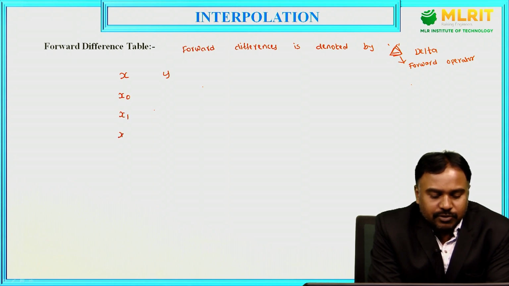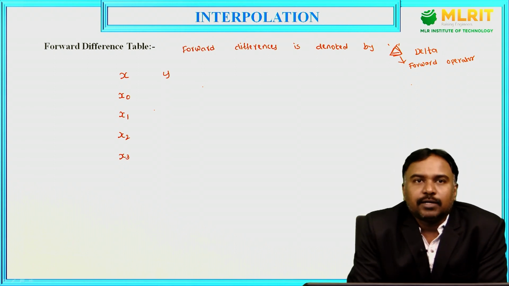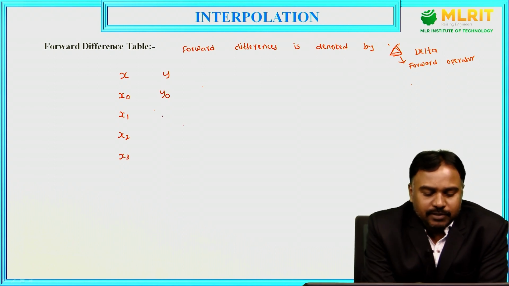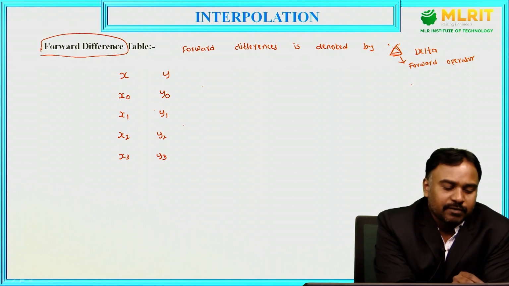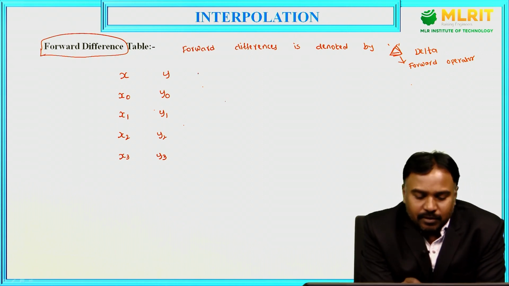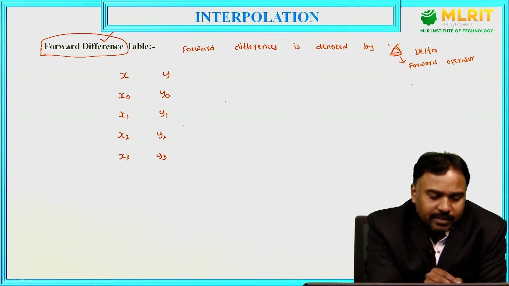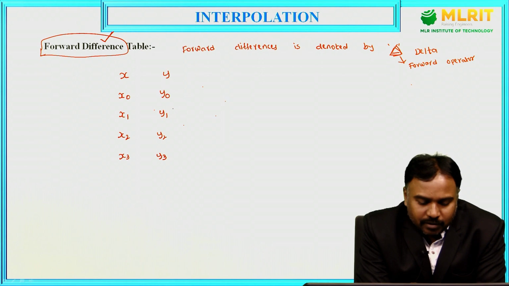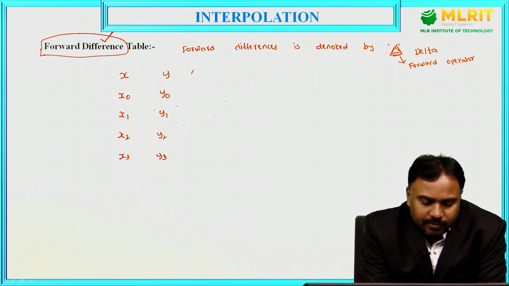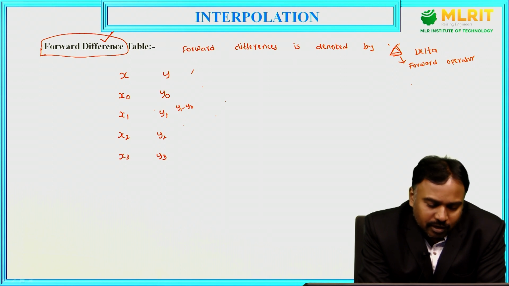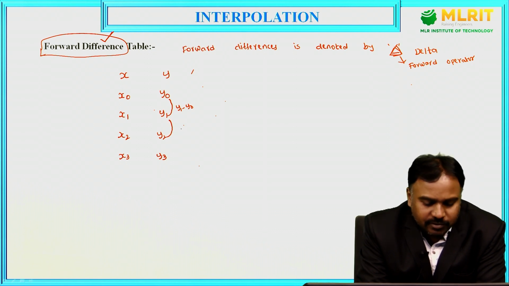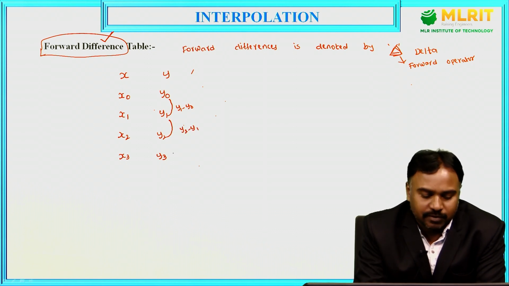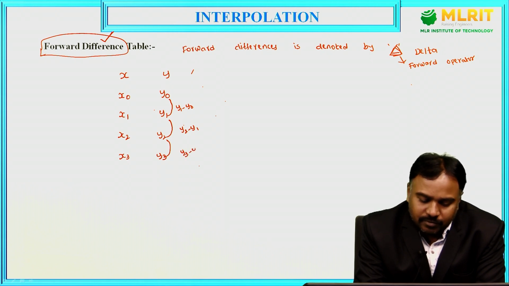Let us assume some points x0, x1, x2, x3 with respective function values y0, y1, y2, y3. The forward differences are used if the point is located at the beginning of the table. As the name says, we are finding differences. We always take the second value minus the first value: y1 minus y0, y2 minus y1, y3 minus y2.